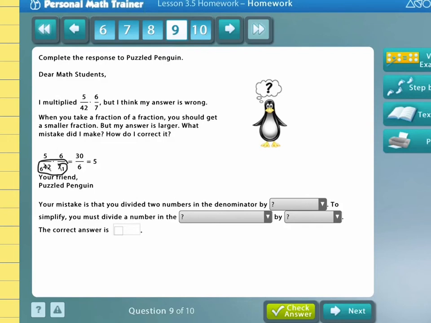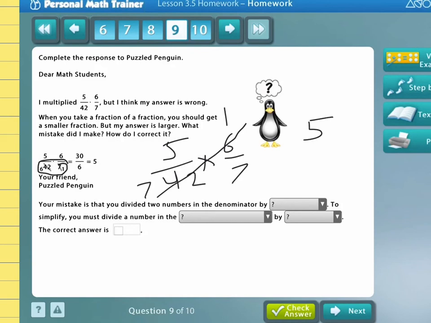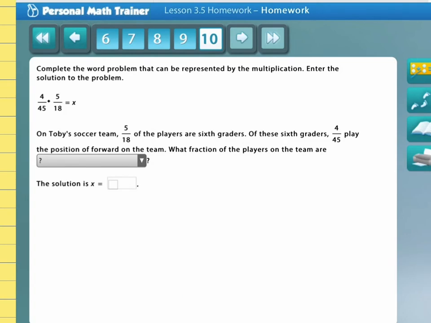So the correct answer should be, so I write that problem, I'm going to simplify these. So I'm going to divide that by 6 to get 1, that by 6 to get 7. So the answer should be 5 times 1 and 7 times 7. So the answer should be 5/49. And our final problem, we're just simplifying. So you have 4/45 times 5/18.